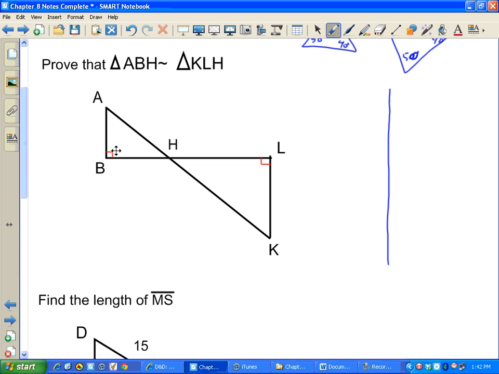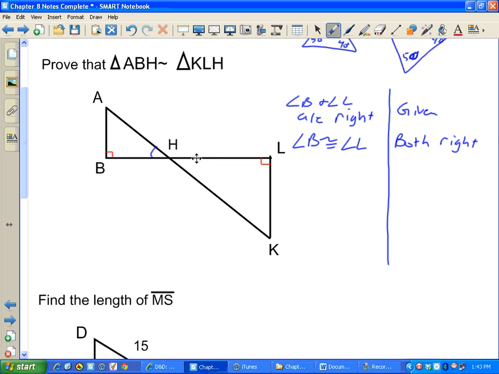So here I'm given that angle B and angle L are right angles. So that's marked on my picture. Okay, therefore angle B is congruent to angle L because they're both right angles, which is really the right angle congruence theorem. And then I can say that this angle is congruent to this one. So angle AHB is congruent to angle LHK because those are vertical angles.